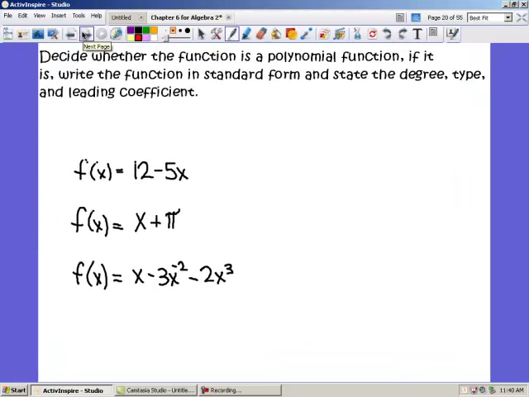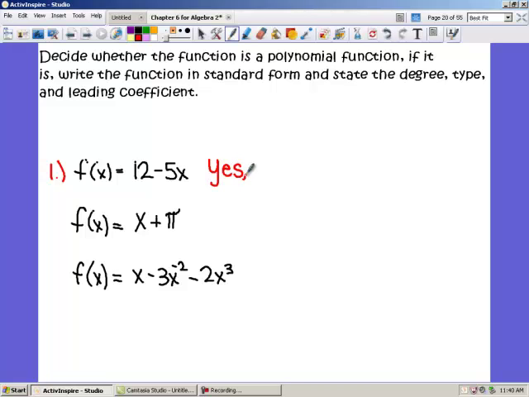All right, this is a practice problem that comes directly out of your book. It says, decide whether the function is a polynomial function. If it is, write the function in standard form and state the degree, type, and the leading coefficient. So we look at the first one here. We have f of x equals 12 minus 5x. This looks very similar to the linear because we have negative 5x plus 12, which is in the form of mx plus b. So this is a polynomial function. We're going to write yes.